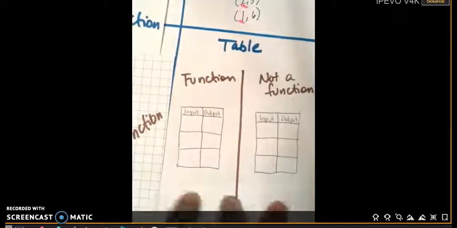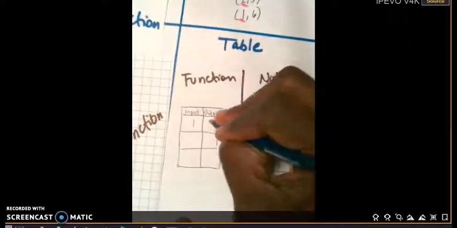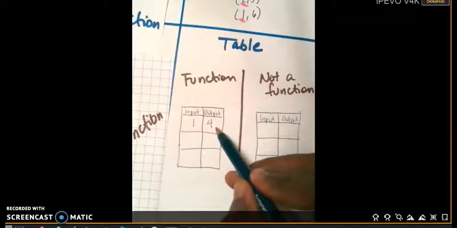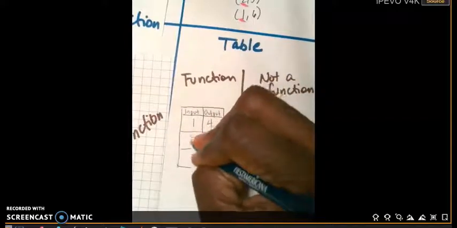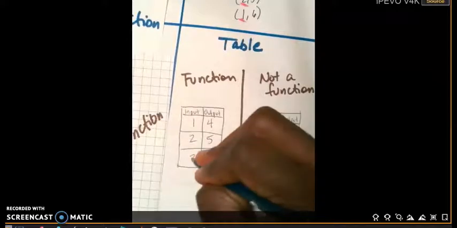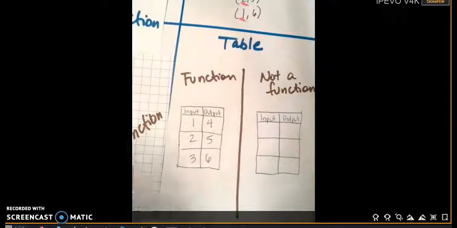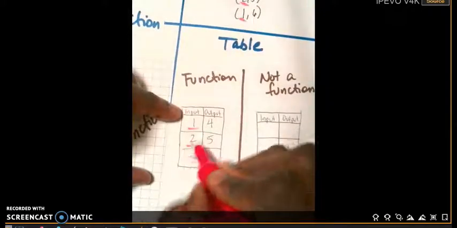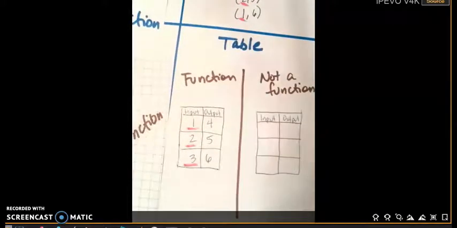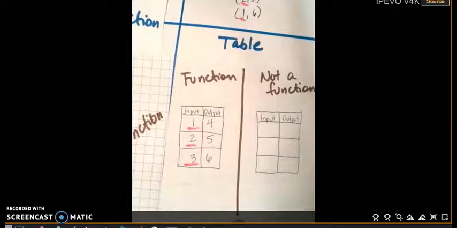All right. If we take a look here, if I were to put 1, 4, input, output, we have 2, 5, input, output. I have 3, and I have 6. I want to highlight the fact that my inputs are all different. They're all different, and each is only mapped to one output value.